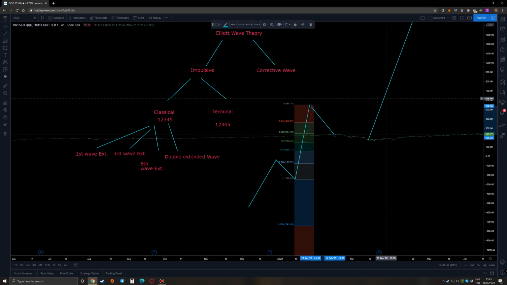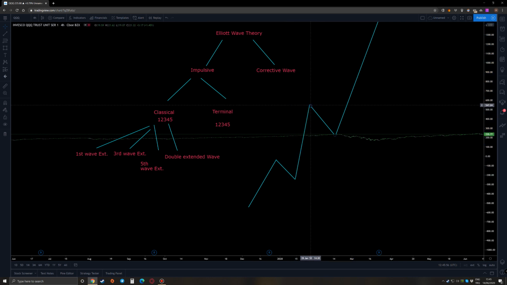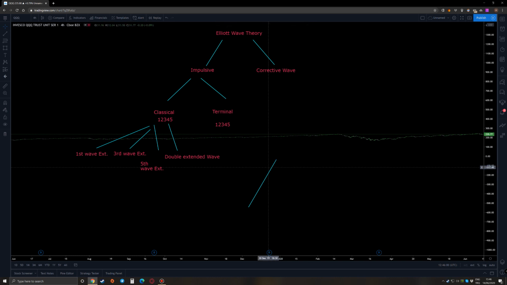Let's say like this. Now this is a double extended move. So the third wave is minimum 161.8 of it, and the fifth wave is minimum 161.8 of it. If you have something like this, which I've never seen, but it is something that you should know, then it means that you're in a classical impulsive move.